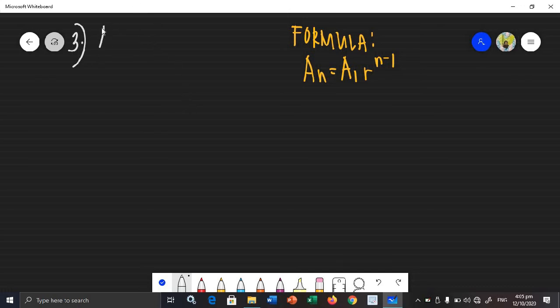So, I'm going to list the given here. What we are looking for is the number of passengers in the 10th carriage. So, the 10th, therefore, your n is equal to 10. In the sequence, the number of passengers in the first carriage is 25. So, that is the first term.